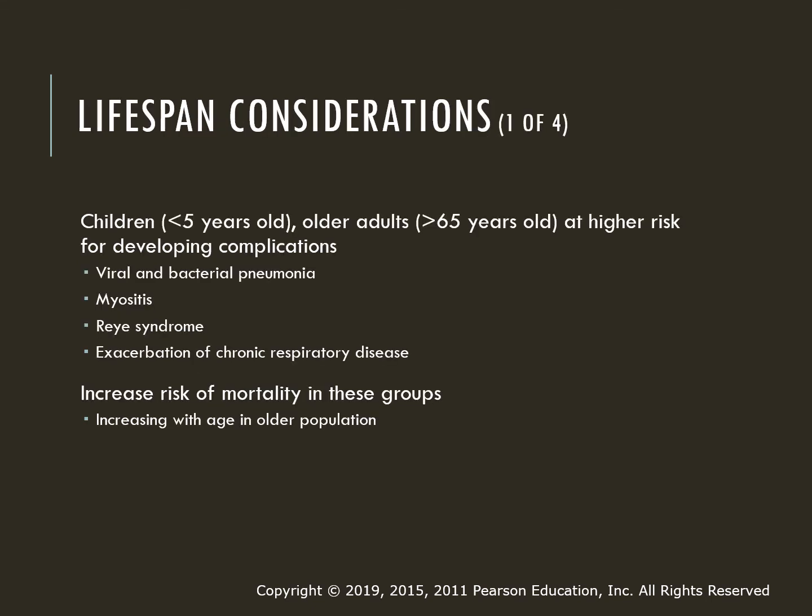Lifespan. Individuals who are very young, less than 5 years or older than 65, are at higher risk for developing complications related to the flu infection, including viral and bacterial pneumonia and myositis, Raynaud syndrome, and exacerbation of chronic respiratory diseases. These complications increase the risk of mortality in these age groups, and mortality increases with age in the older population. You can die with the flu. Don't take it lightly. If you have the flu, you need to go see the doctor.